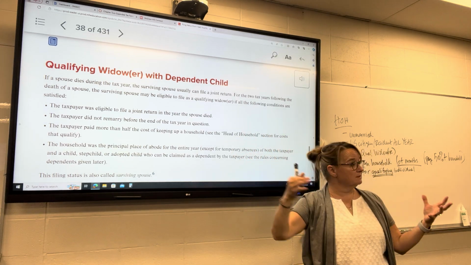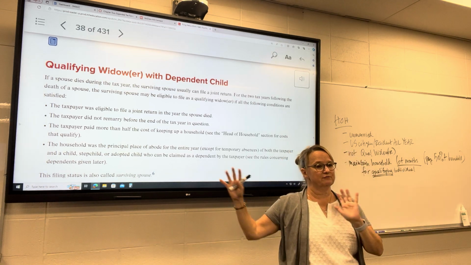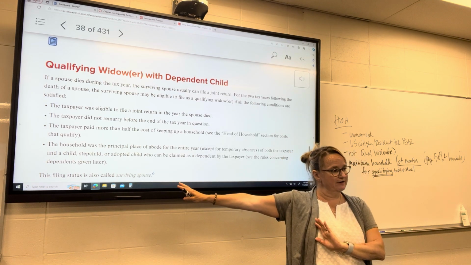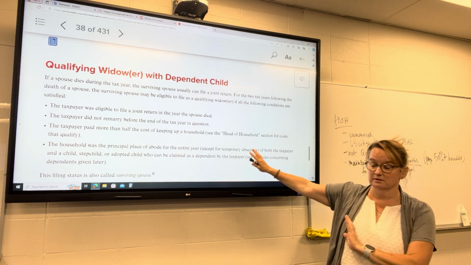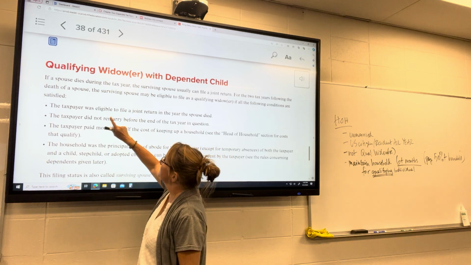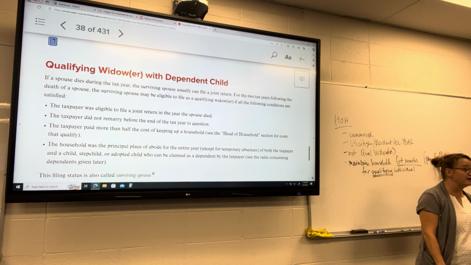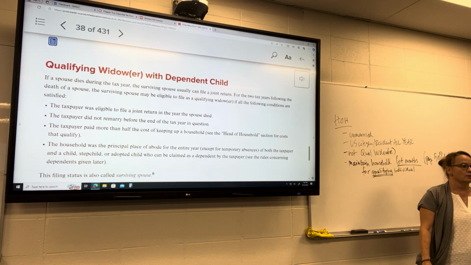So they'd be kind of under the same classification as head of household, but if they qualify for this qualifying widower, it's going to be more advantageous for tax purposes. So who is a qualifying widower? The spouse dies during the tax year. The very first year, they're still married filing jointly.